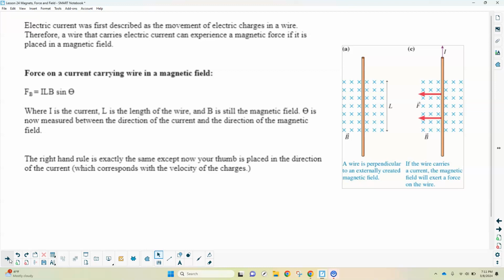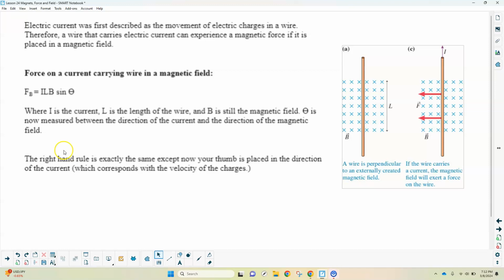So as we described the force on moving charges, in a wire, the current in a wire is just the sum of many charges moving. So it's got a force. If it's in a magnetic field, it's going to have a force acting on it as well. So the equation for that, FB, is equal to ILB sine theta. So I is the current, L is the length of the wire that's in the magnetic field, and then B is the magnetic field strength. Again, it's based on the sine of the angle.